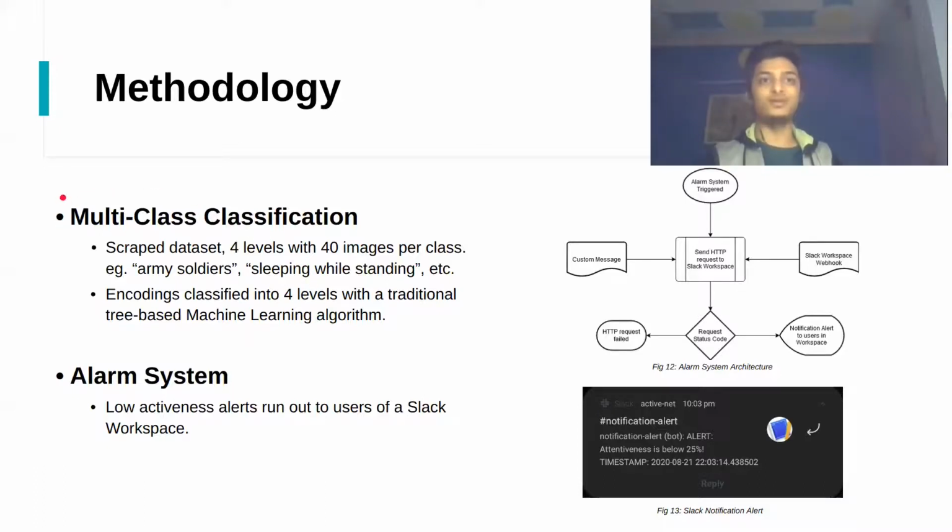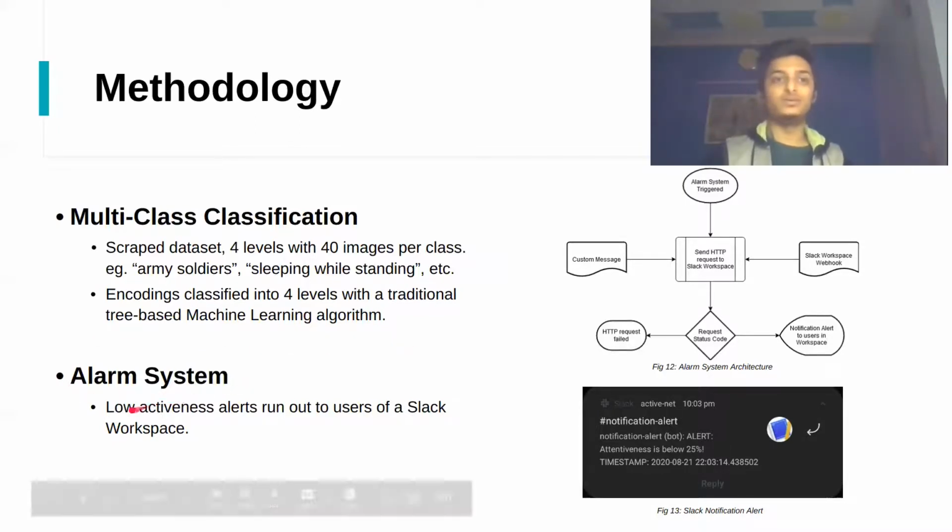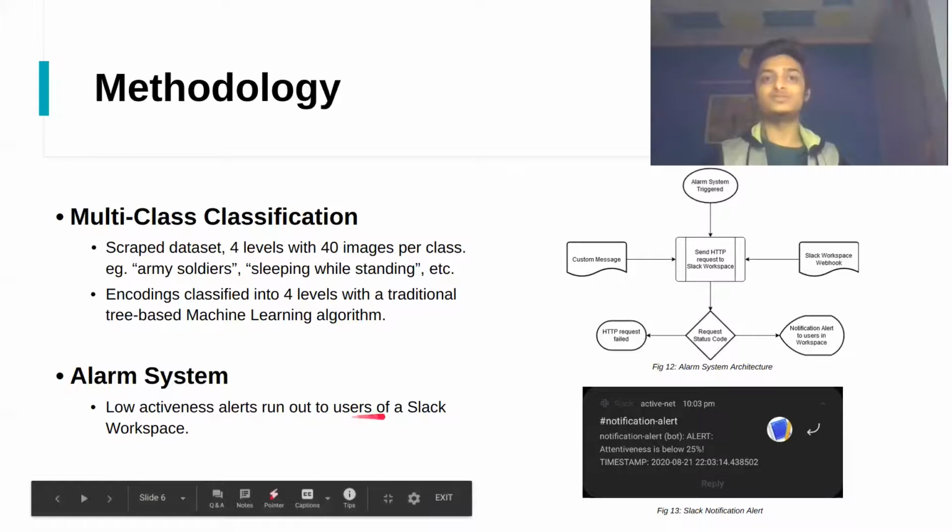Let's suppose those encodings are basically classified into four zones. So let's say one of the encodings is classified, one of the frames, one of the humans is classified into the low activeness zone, below 25 percent to be more precise. If it's classified into below 25 percent, we raise an alarm. We trigger an alarm system basically. So low activeness alerts go out to users of a Slack workspace.